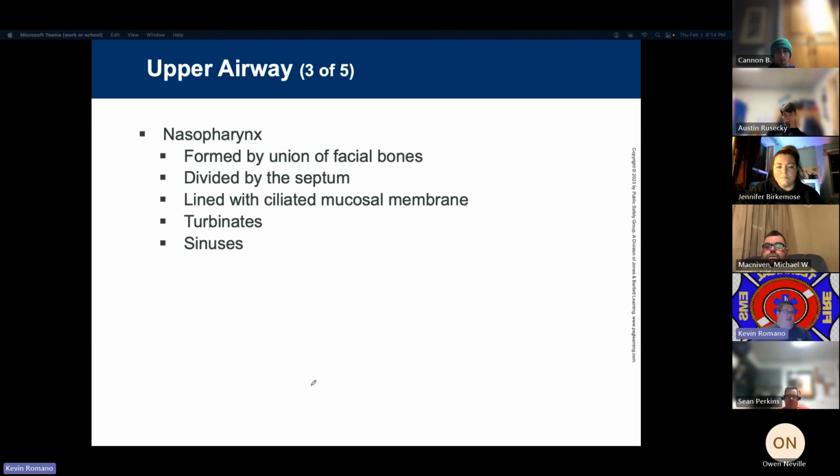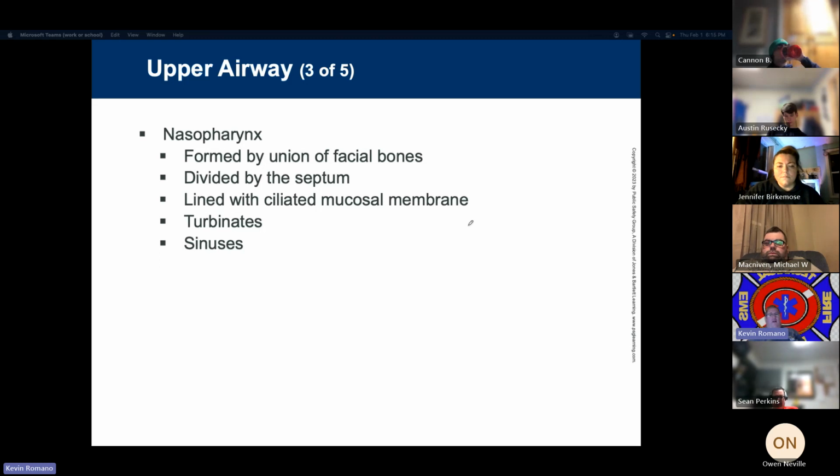All right. So any questions on that part so far? Kind of a quick review. Good anatomy review. All right. So the nasopharynx is formed by the union of facial bones. All right, sorry about that. So formed by a union of facial bones, divided by the septum, and lined with a ciliated mucosal membrane.